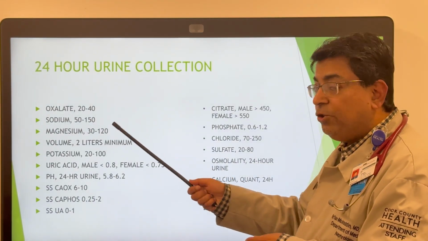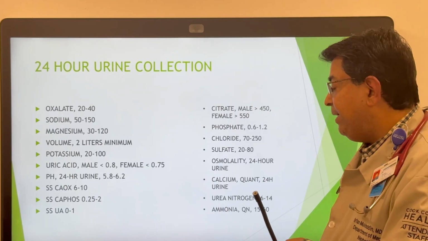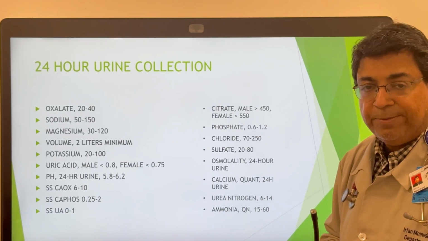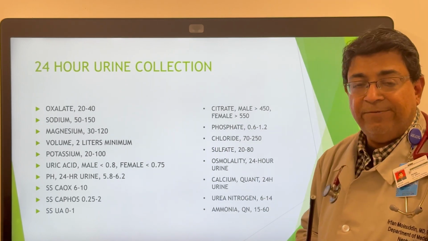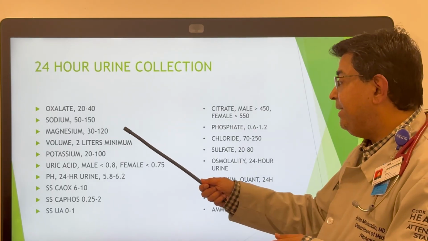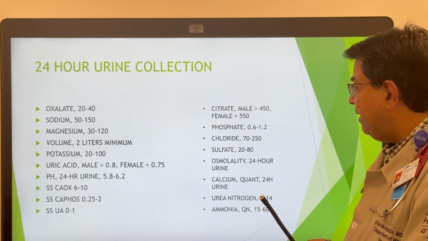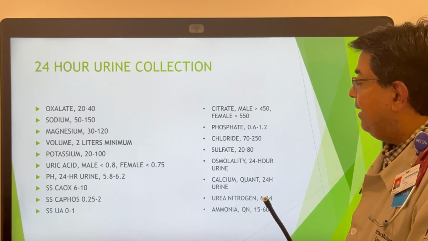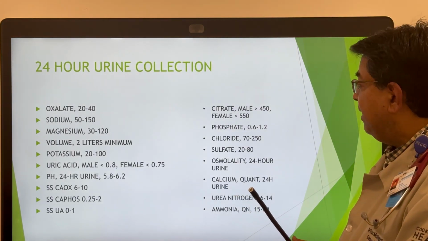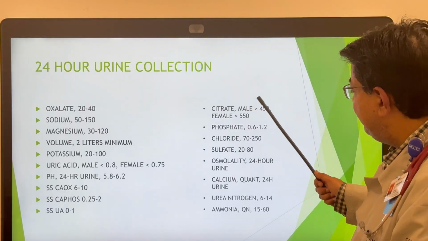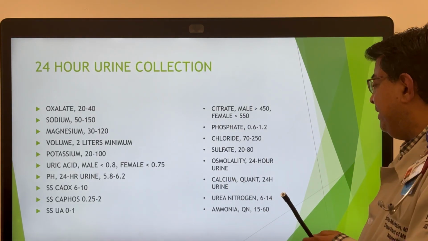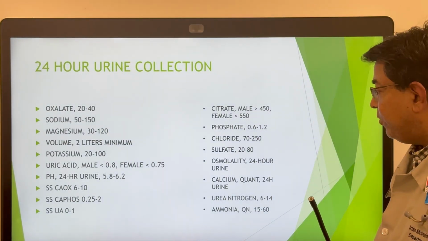Patients in general should make at least 2 liters of urine. If they're not making 2 liters of urine, tell them to drink more water, unless they have edema, in which case they should not drink as much water. But 2 liters minimum is recommended. And so you would use calcium as a way to determine if they could benefit from hydrochlorothiazide.